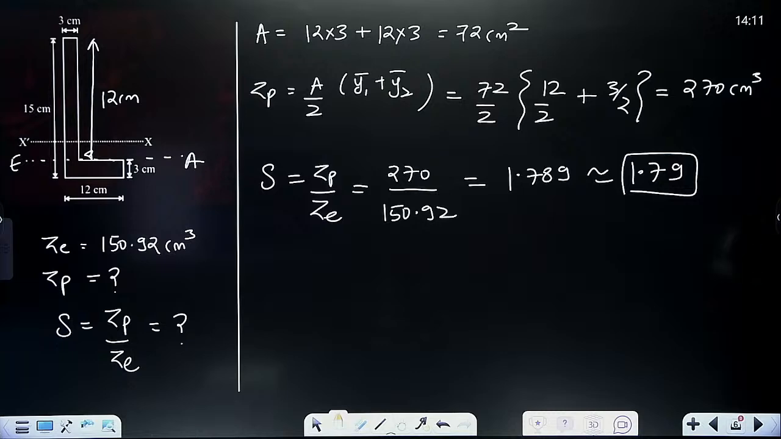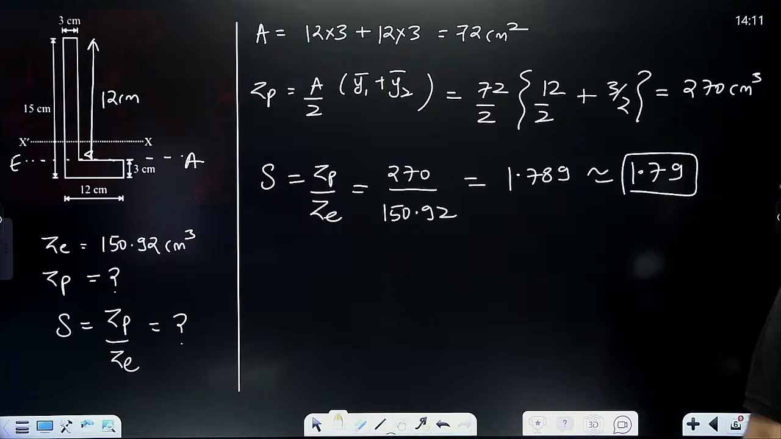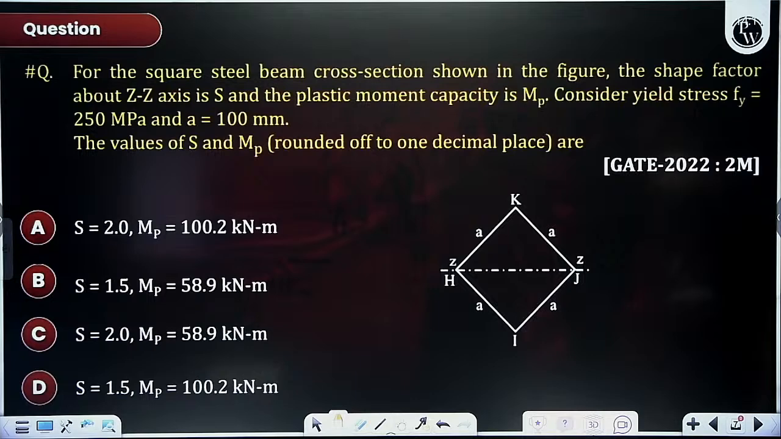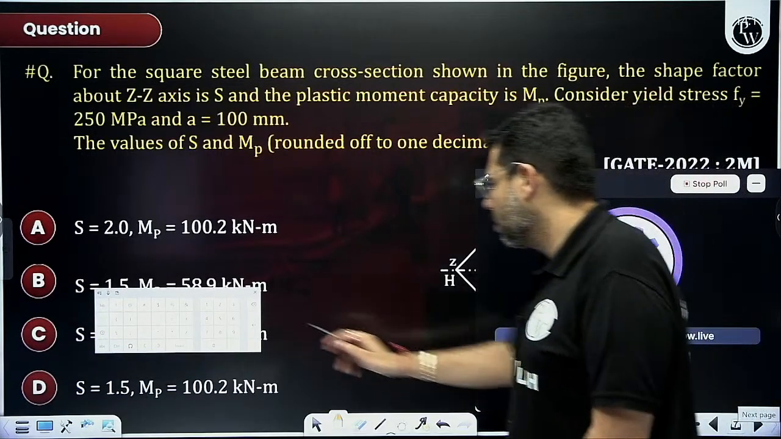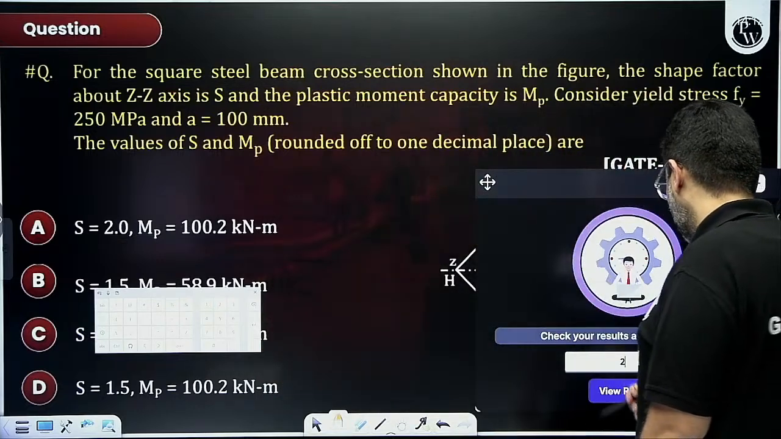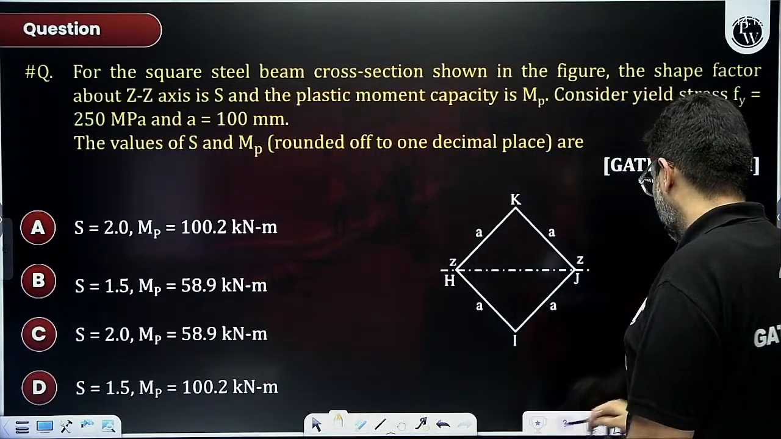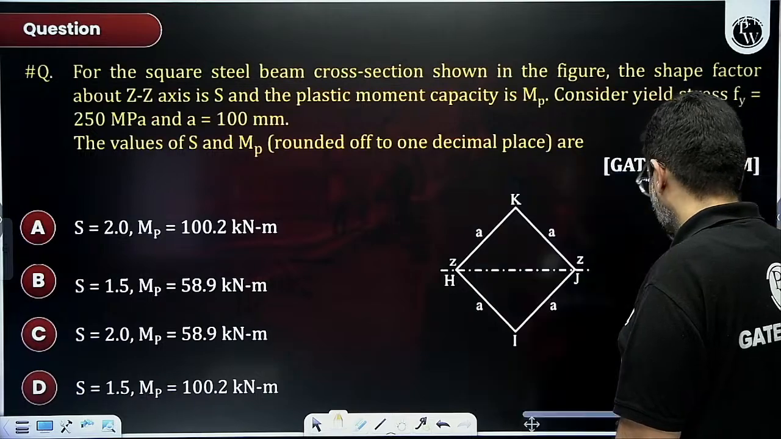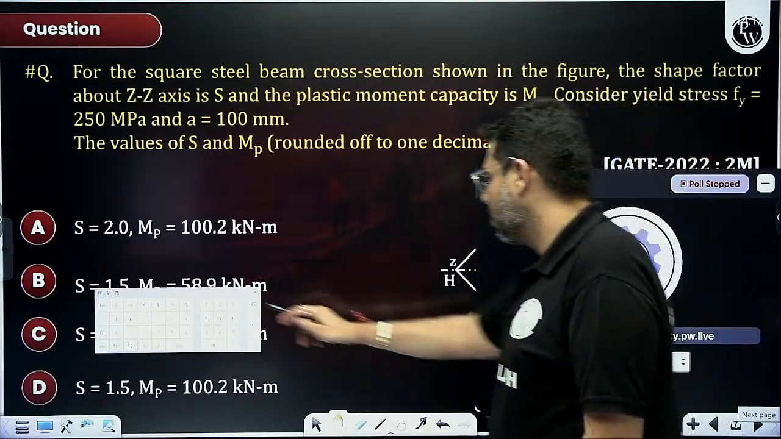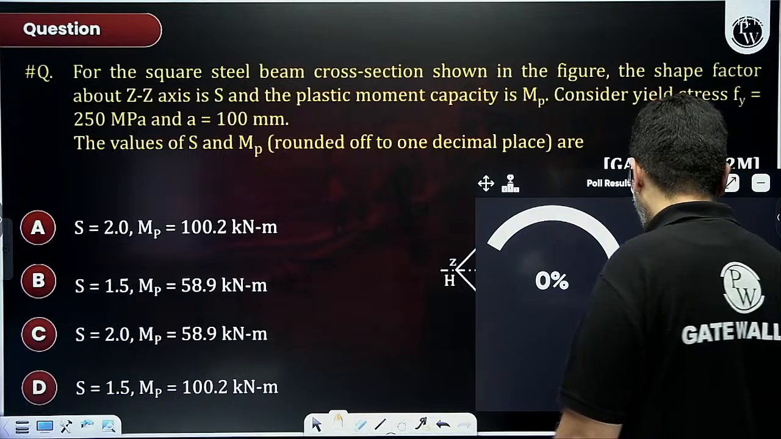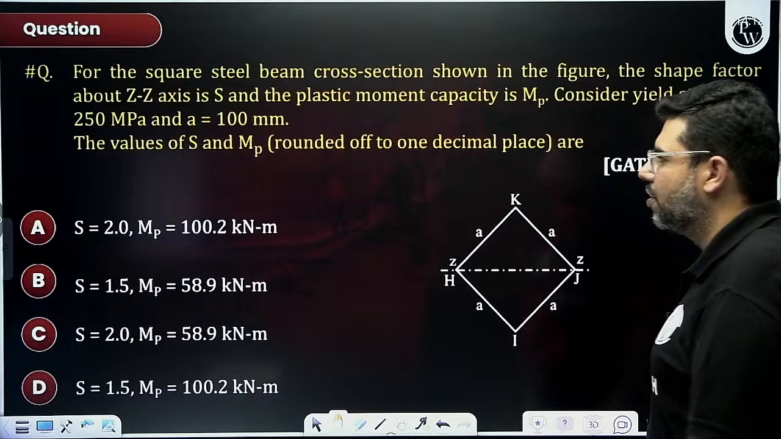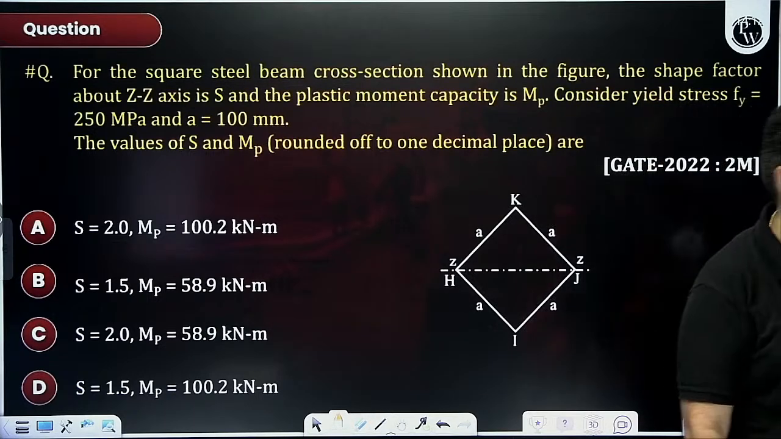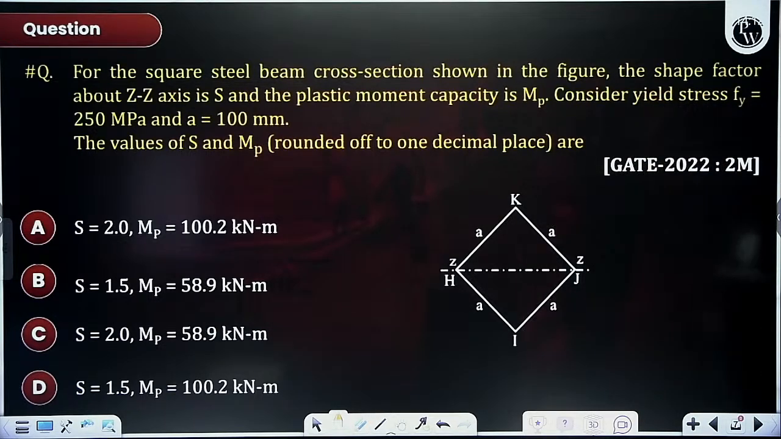Let's see the next question then. Are you ready for the next question? Again, one more question I am giving you on shape factor as well as MP. Try to attempt this as well. Try to give me the correct answer. So, 2 would have been the nearest integer. Just you can type the answer. So, it's an MCQ type question. You have to find out MP as well as the shape factor. So, please do it.